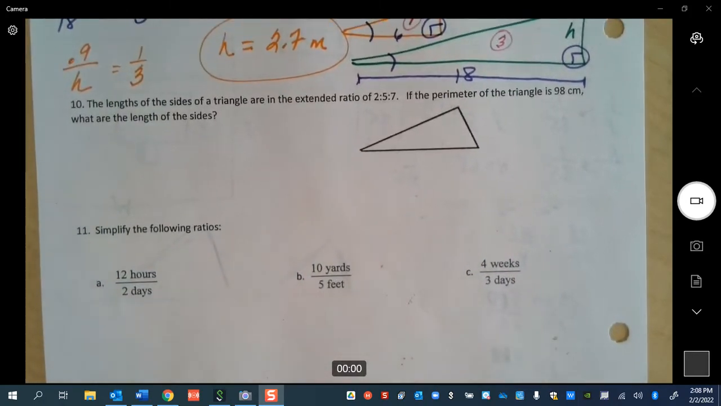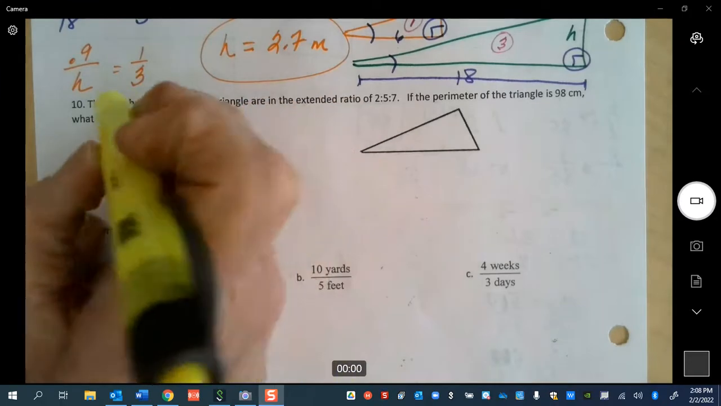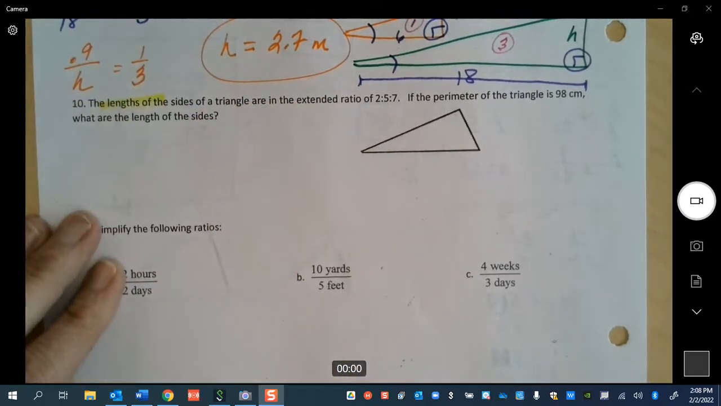So the lengths of the sides of the triangle are in the extended ratio of 2:5:7.